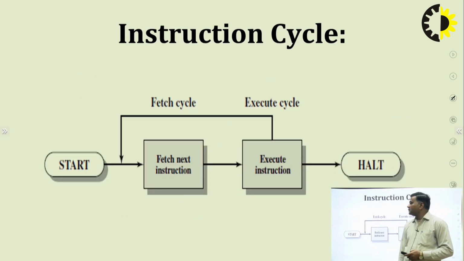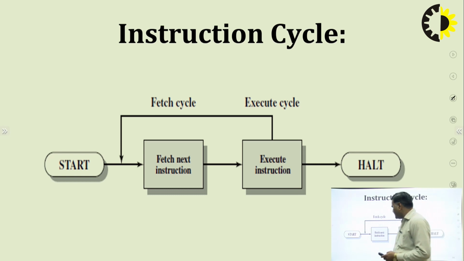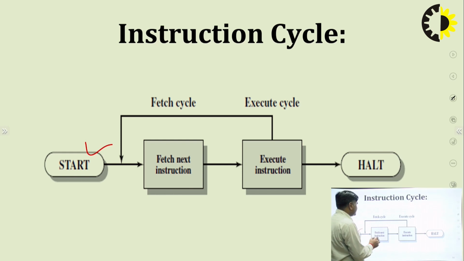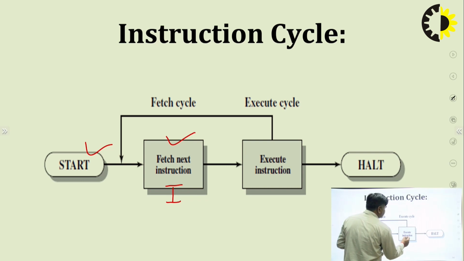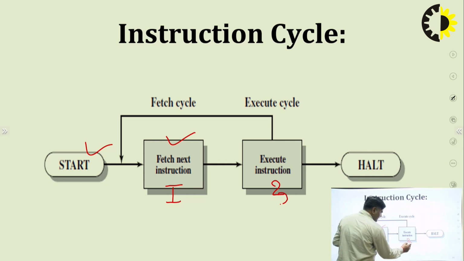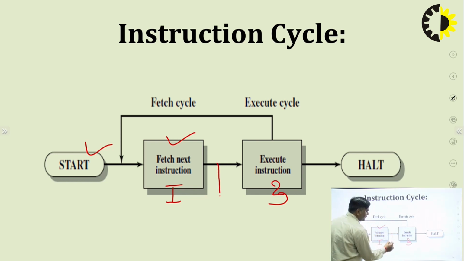This is the instruction cycle diagram, in which we can see that we have to start the procedure, and the first step is to fetch the next instruction that is to be executed. So in the instruction cycle, the first step is to fetch the instruction. Then the next is to execute the instruction. In between fetch and execute, there is a step for decoding.